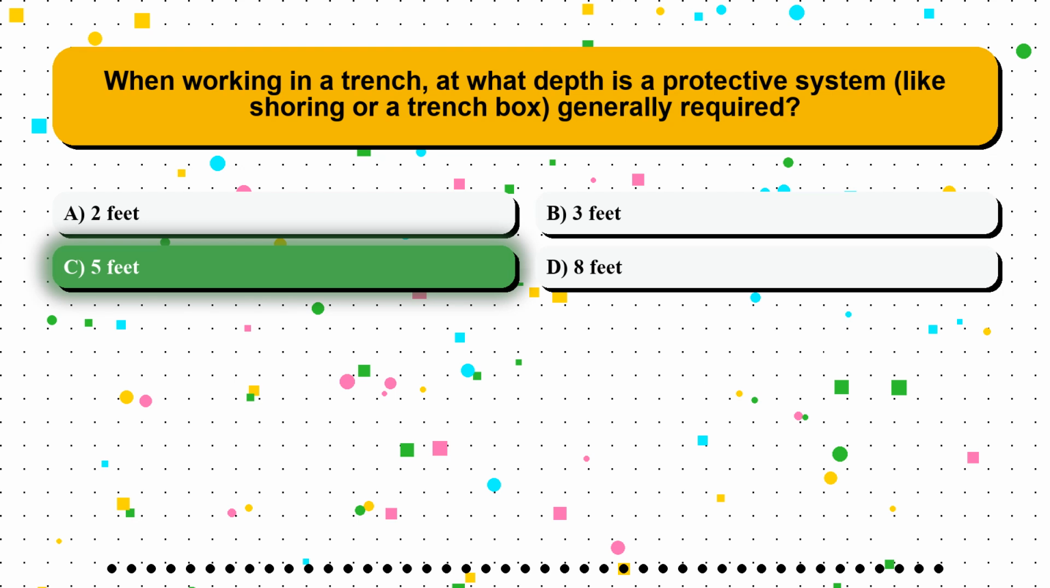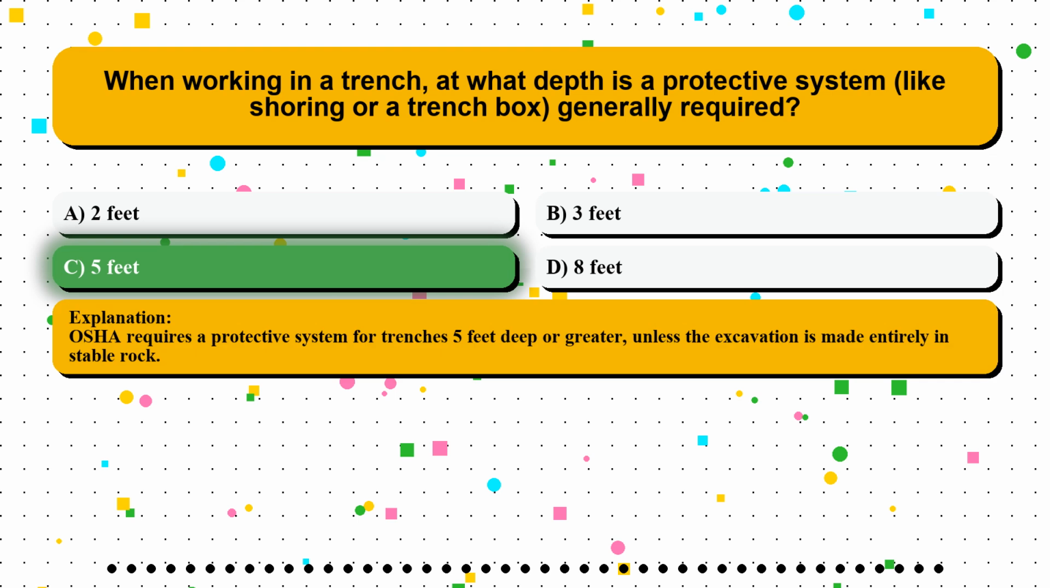The correct answer is option C, 5 feet. OSHA requires a protective system for trenches 5 feet deep or greater, unless the excavation is made entirely in stable rock.